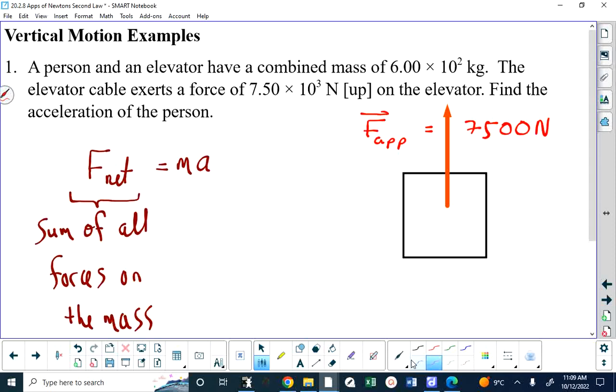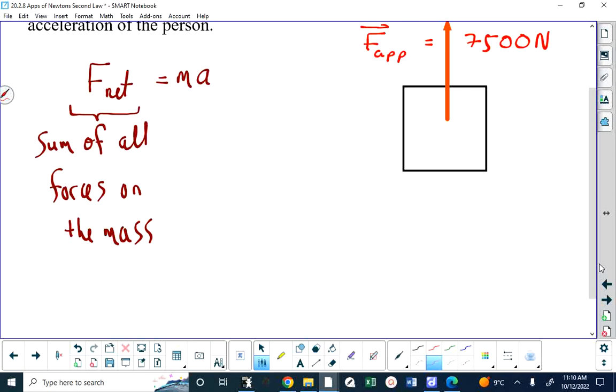I'm not so sure I want to draw it yet, because I don't know how long I should draw it. Because if the force of gravity is more than this, then the elevator will accelerate down, which is what elevators do when you go from an upper floor to a lower floor. They apply less force upward than the force of gravity, and gravity wins the battle. So we're going to do a little exploratory calculation here.